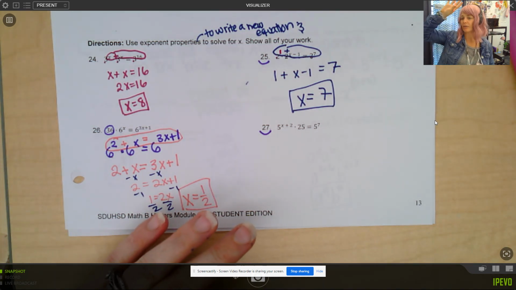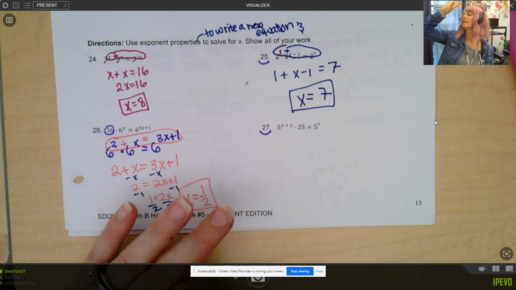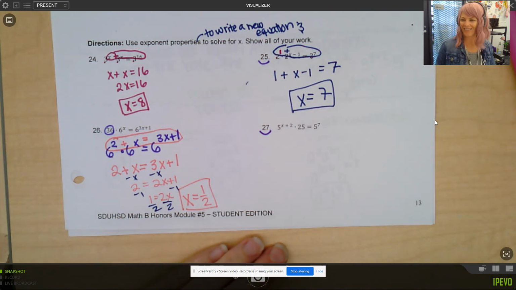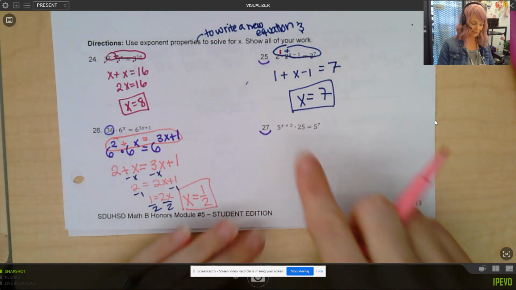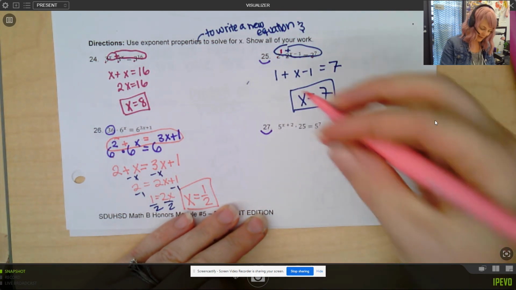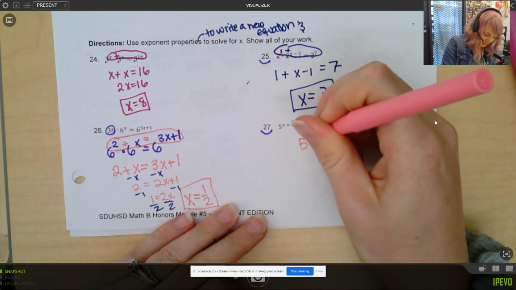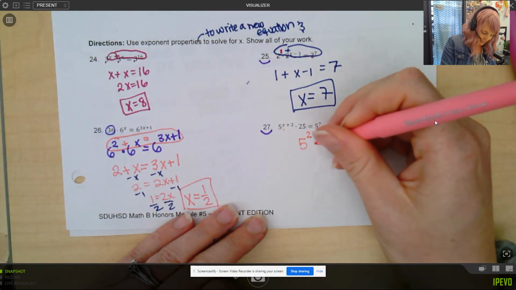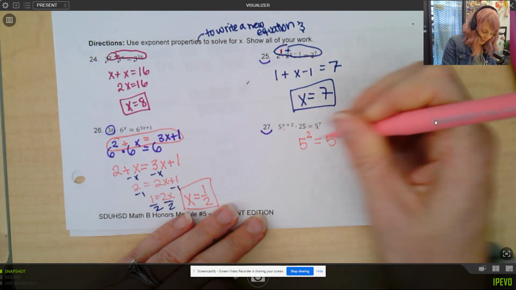Woe is us. We do not have the same base. What will we do? We can't use our rules to rule the world. That's okay, just rewrite it. Okay, which one do you want to rewrite? 25 or 5? Let's rewrite 25. 25 is, yep, it's 5 squared. That 5 kind of gave it away. 5 squared, and we're just going to bring down everything else.